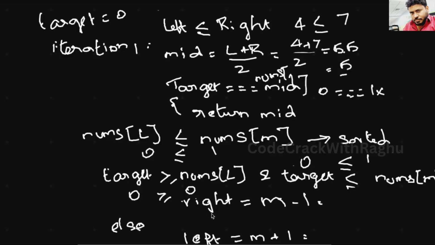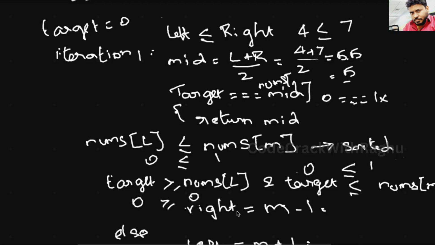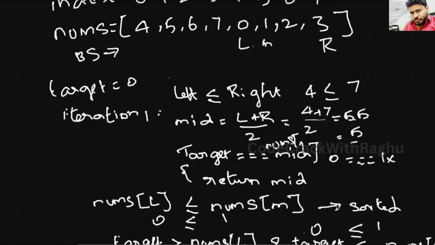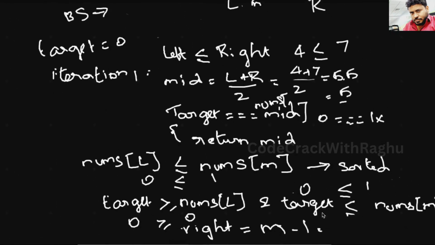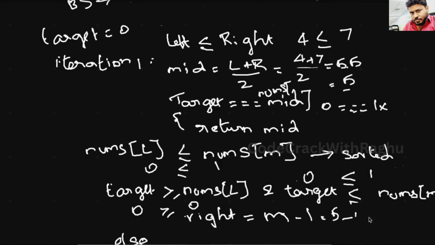So what are we going to do? Right is equal to M minus 1. So now we need to do M minus 1. What is the value of M? 5. 5 minus 1 is equal to 4.